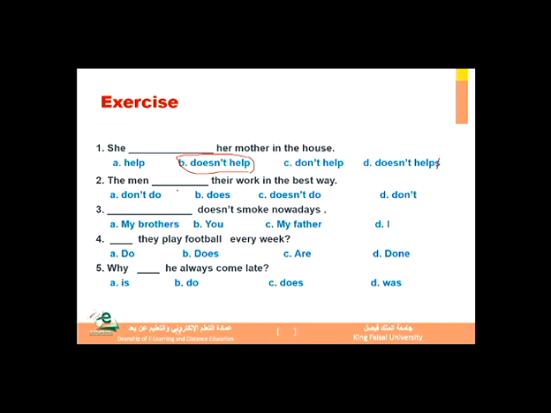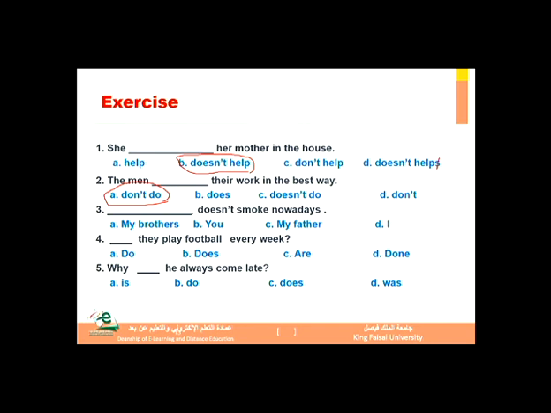Number two. The men blank their work in the best way. The men don't do or does or doesn't do or don't. What's the correct answer? The correct answer is A, don't do. لأن أصل الجملة هذه the men do their homework in the best way. فلما نفينا صارت don't do their homework in the best way.